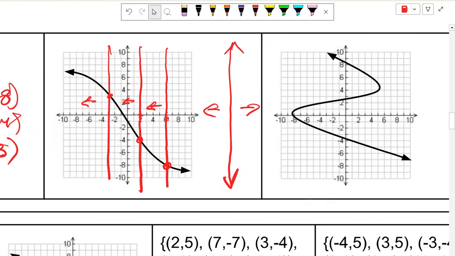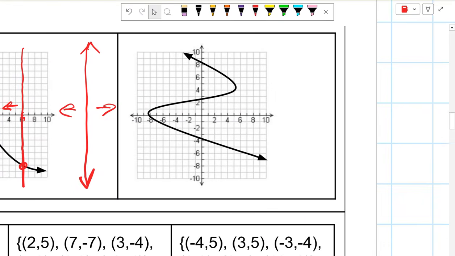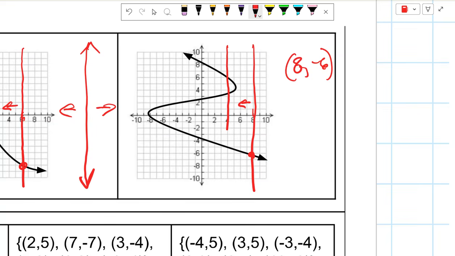In contrast, when we use the vertical line test over here, and we draw it right here, I tried to hit 8 as my x value, and it crosses right about here, and let's call that -6. Well, that's fine. It's only crossing at one time. But as I move my vertical line test to the left, and my x value is now 4, I can see it crosses right here at 6.